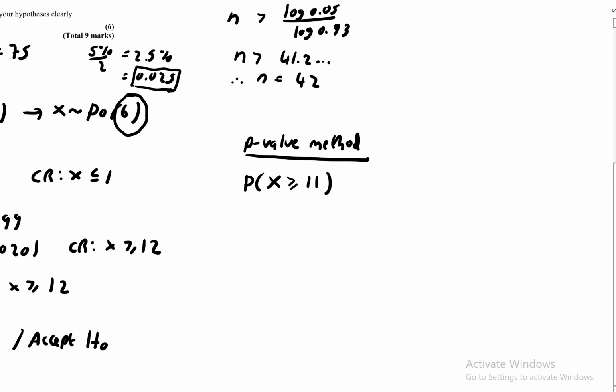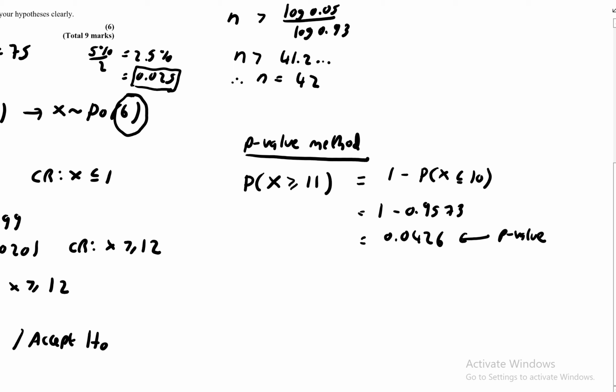So we work out that probability. So it's sort of like we're treating it like a one-tail test. So work out the probability that x is greater than or equal to 11 by doing 1 minus less than or equal to 10. Gives us 0.0426. So this is known as the p-value.